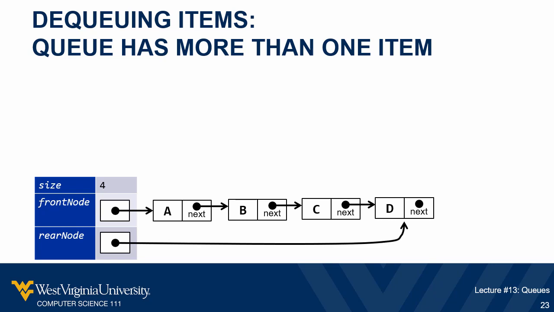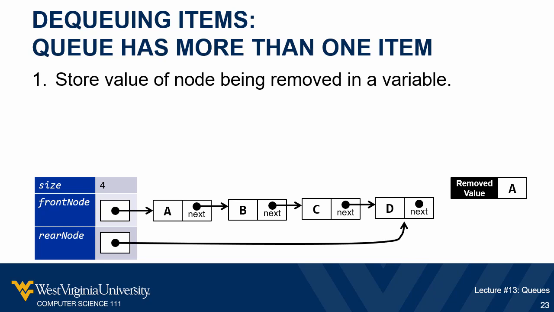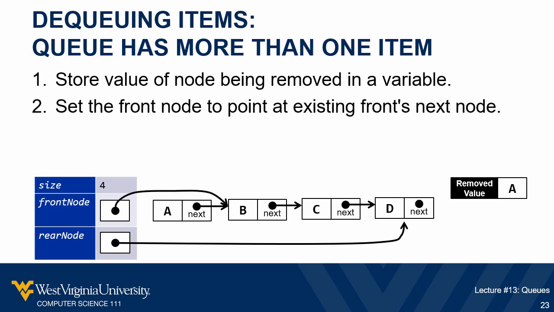We're going to start off by creating a variable to keep track of the value from the front node that we're going to be removing. And we can actually use peek as part of this process here. So I've got this variable that's going to store A in it. Once I've done that, I'm going to basically bypass that front node in the chain. I'm going to update the front node field to point at the next node that came after the existing front node. So now B is going to actually be our front node going forward.